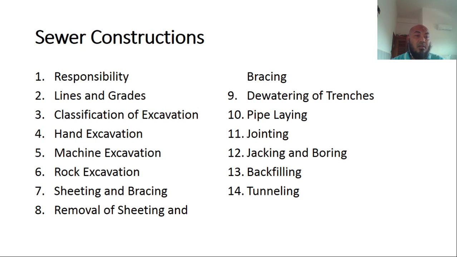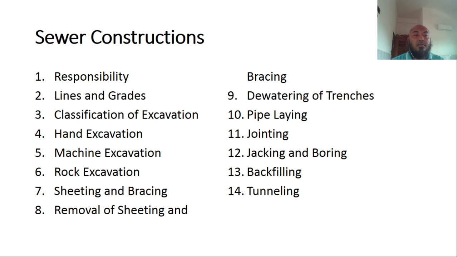So let's see the responsibility for the engineer and the responsibility for the contractor. And number two is line and grade. This is very important because the sewer flows based on the slope.